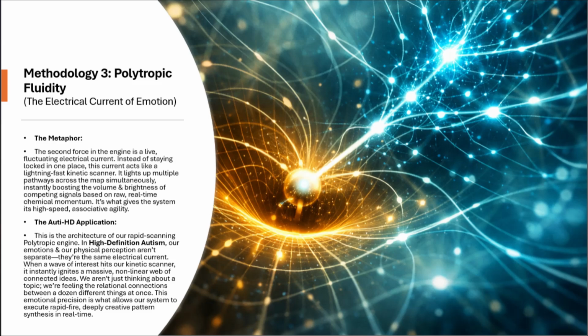The Auti-HD application. This is the architecture of our rapid-scanning polytropic engine. In high-definition autism, our emotions and our physical perception aren't separate, they are the same electrical current. When a wave of interest hits our kinetic scanner, it instantly ignites a massive, non-linear web of connected ideas. We aren't just thinking about a topic, we're feeling the relational connections between a dozen different things at once. This emotional precision is what allows our system to execute rapid-fire, deeply creative pattern synthesis in real time.